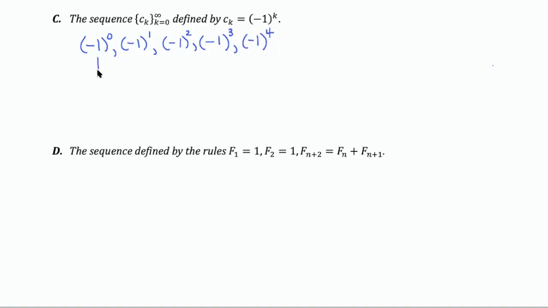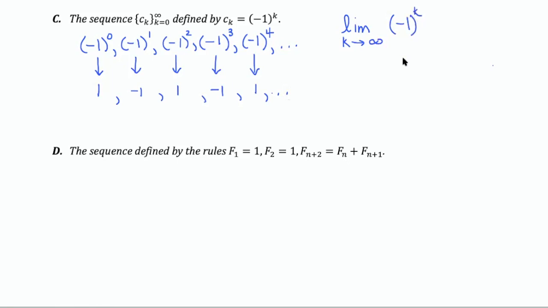If we look at the value of these, -1 to the 0 power is +1. Then we get -1. Then we get +1, and then we get -1. And you can see that we're going to have this pattern of positive and -1 alternating, which leads us to the question: is there a limit as k approaches infinity for -1 to the kth power?